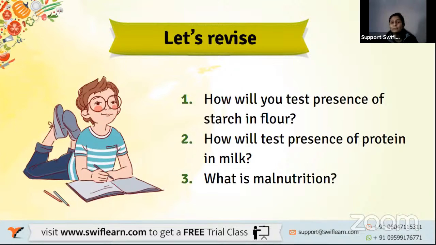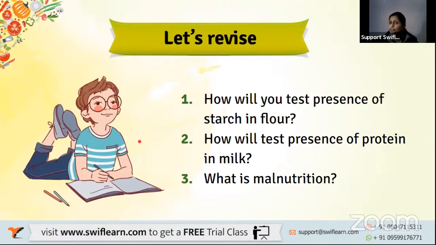How can you test the presence of protein in the milk? First, you have to make 2 ml solution of that particular food item, that is milk, in the water, and then after you should add sodium hydroxide, and after that you should add copper sulfate, and then the color will change to purple. This shows that it is having protein in it.